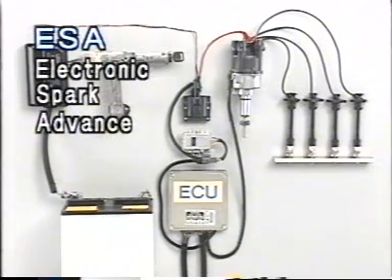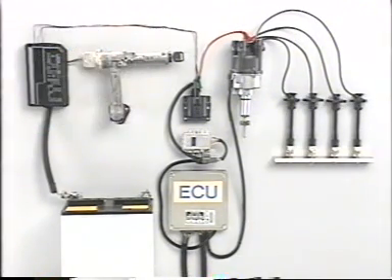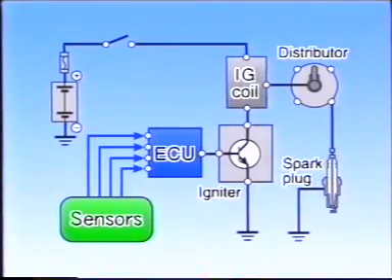Let's take a look at electronic spark advance, ESA. Instead of a mechanical advancer, an ECU or electronic control unit controls ignition timing in this system. This system senses engine conditions based on signals from various sensors. The ECU determines ignition timing and turns the primary current on and off.